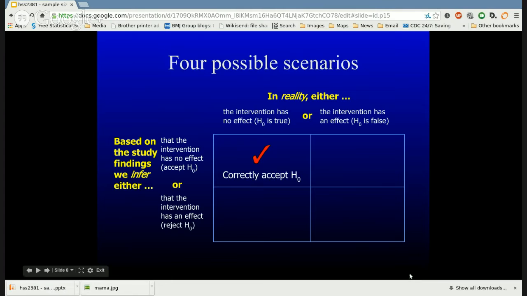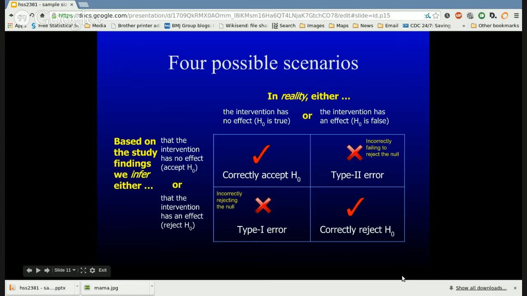So here we correctly fail to reject the null, not accept the null. And here we correctly reject the null. Those are good situations. And over here we have our type 1 and type 2 errors. And we've been through this before, right? A type 1 error is when we incorrectly reject the null. In other words, we claim that something works when in fact it doesn't work. And here is a type 2 error, where something does work and we fail to find that it does work.